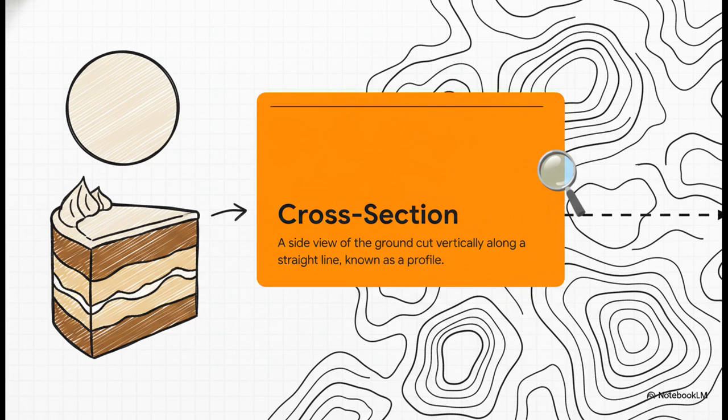When you look at it from a top-down view, you just see flat icing. But when you slice it down the middle and look from the side, you see all the varying layers, the bumps and the dips hidden inside. That side view profile is exactly what a cross-section is.